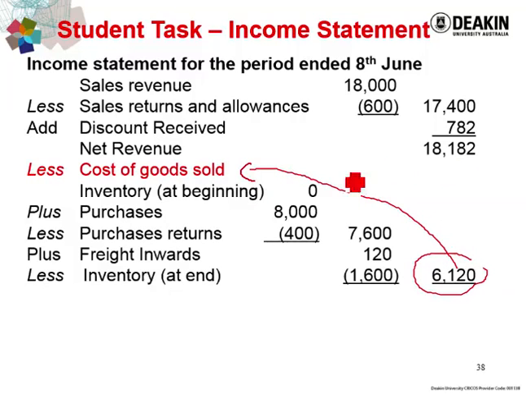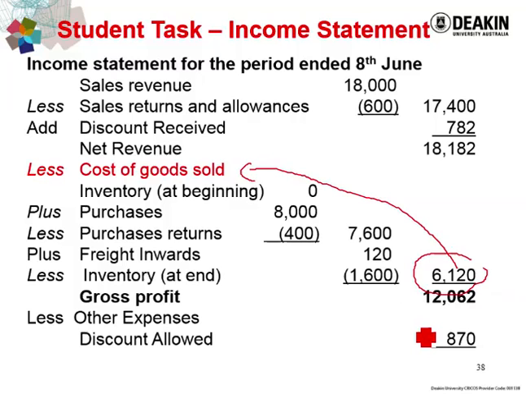Net revenue minus cost of goods sold 6120 gives us our gross profit, 12062. We further deduct operating expenses including discount allowed 870 to obtain net profit 11192.